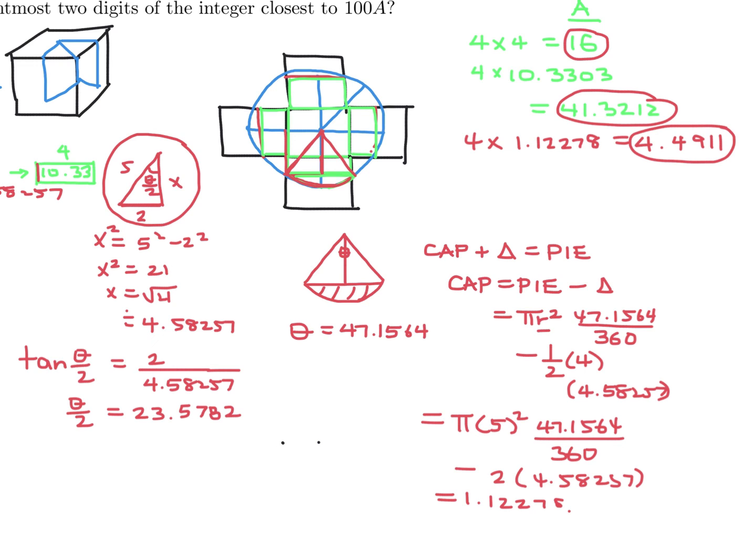So my A is this guy plus this guy plus this. And when you add up all those guys, you get approximately 61.8812. Now they're asking us for 100A. So 100A would be 6181.2. And the integer closest to that would be 6181. And then the rightmost two digits, I guess, would be 81. So the answer to this question would be 81.